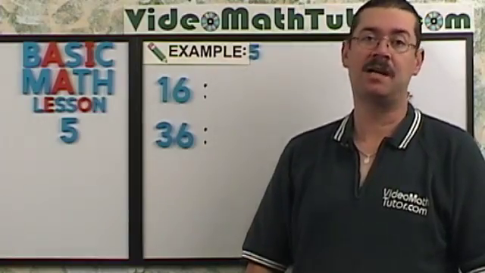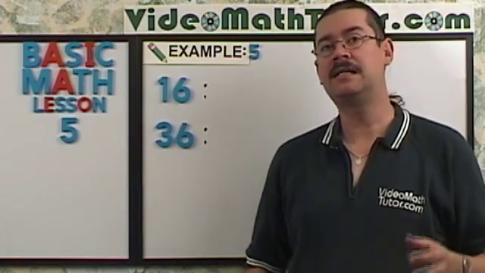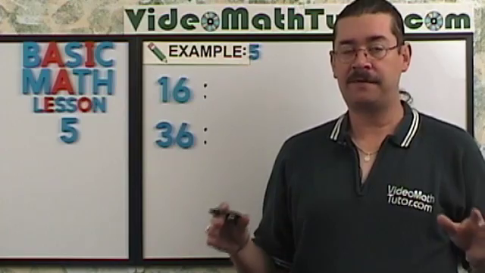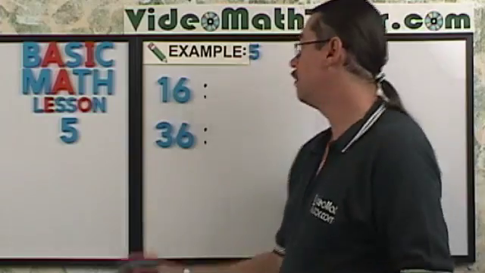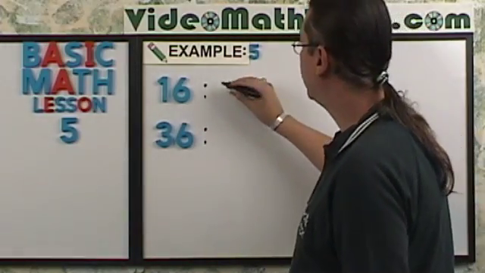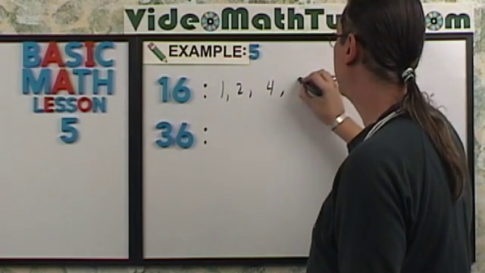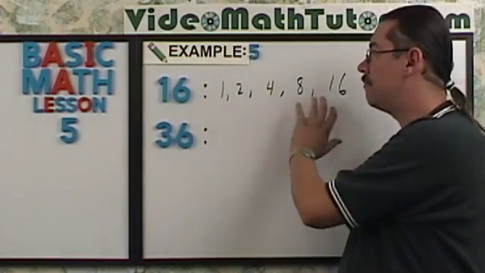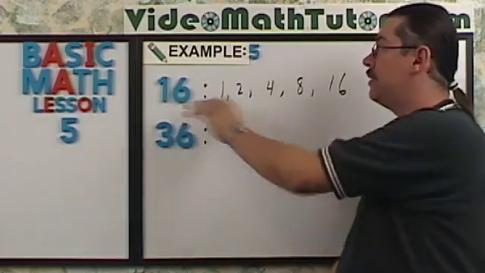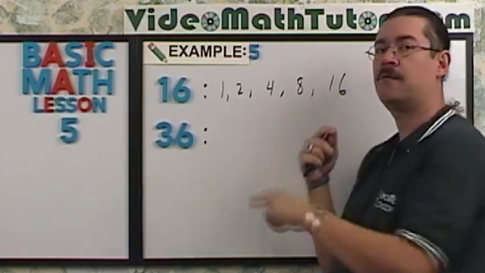Let's find the GCF of 16 and 36. Well, to do that, let's list all the factors of each number. Now, not just the prime factors, all of them. So for 16, we have 1, 2, 4, 8, and 16. All these numbers multiplied in some way will give you 16. Like the 1 and 16, 2 and 8, 4 times 4.